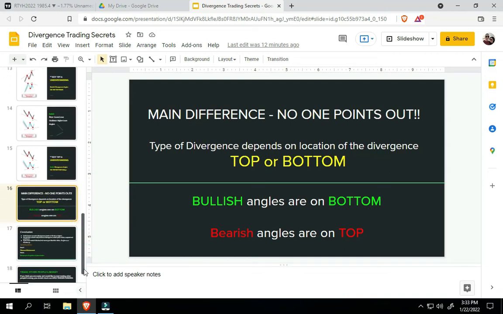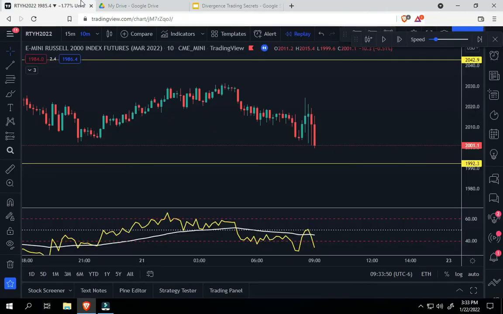All right, so let me show you a couple on the chart here. Now I'm on RTY, Russell 2000 futures. I think I'm going to start trading RTY, because these candles aren't near as crazy as the ES minis. The price isn't going to move as much, but that'll probably be on another video.